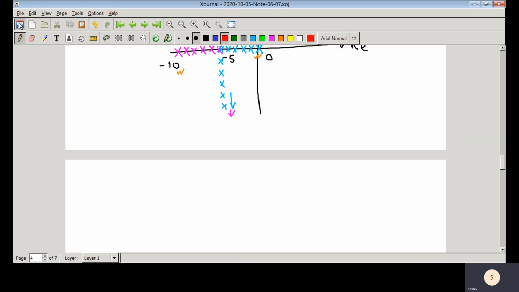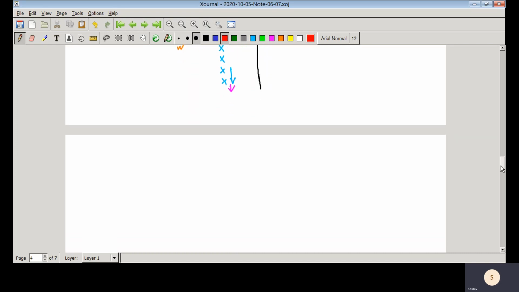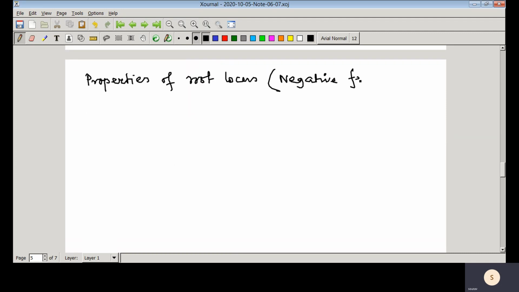So before that, let us see what are the properties of root locus. We are considering the negative feedback case. So k we are varying from 0 to infinity.